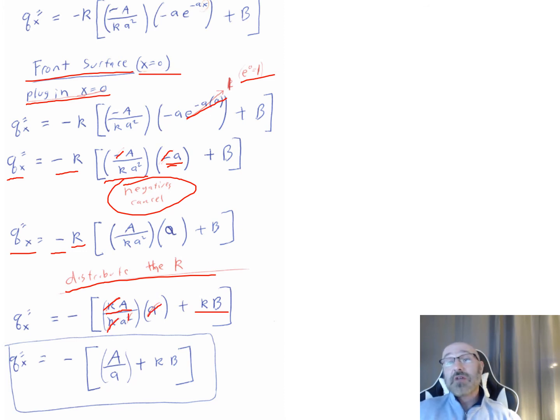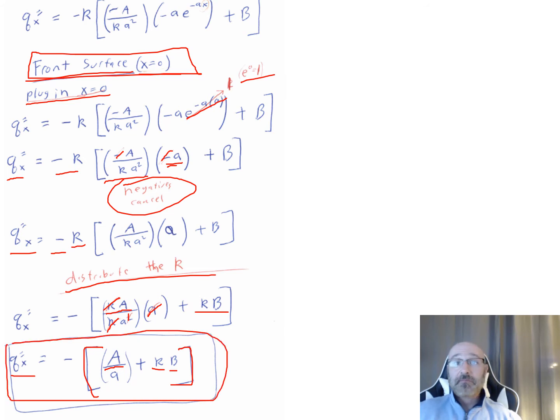So this reduces down even further now, and we see our heat flux in our x direction is equal to our negative, and we can see now here capital A over lowercase a, plus our thermal conductivity times our constant b right there. So this is for our front surface, the case where x is equal to 0. We now have this relationship down here.